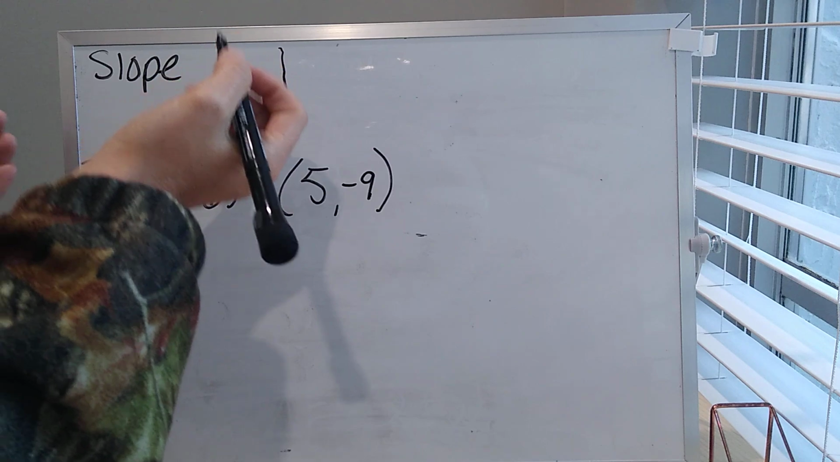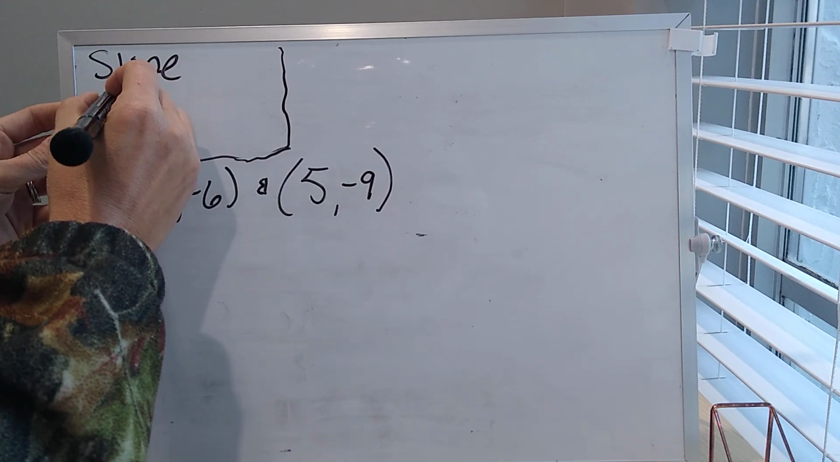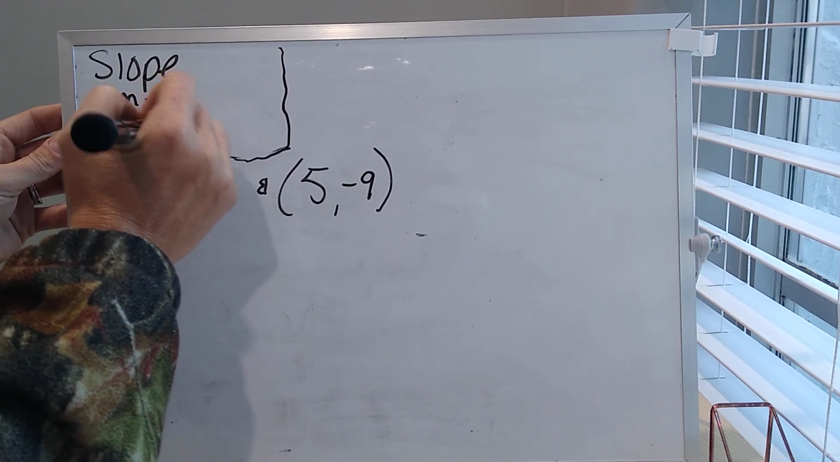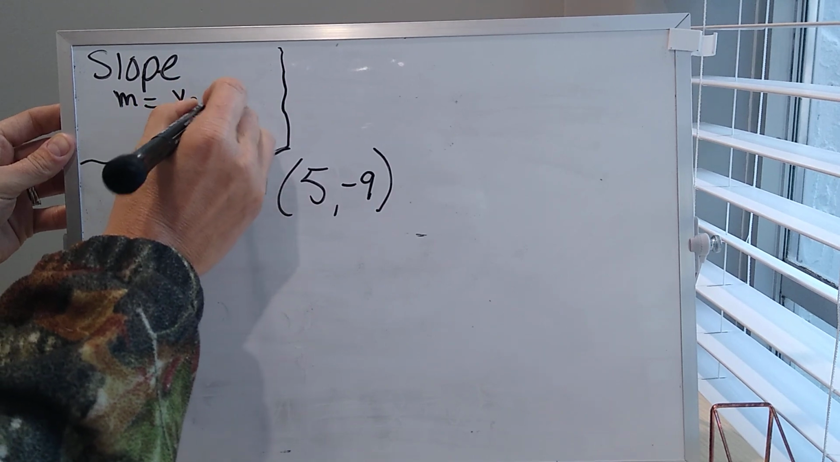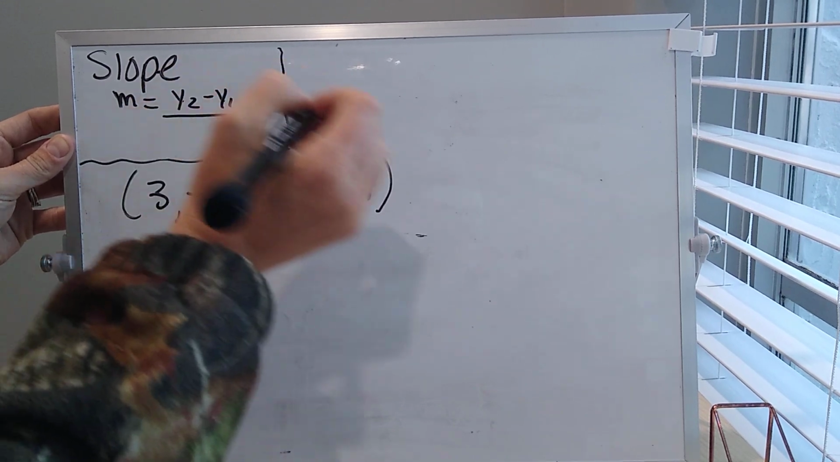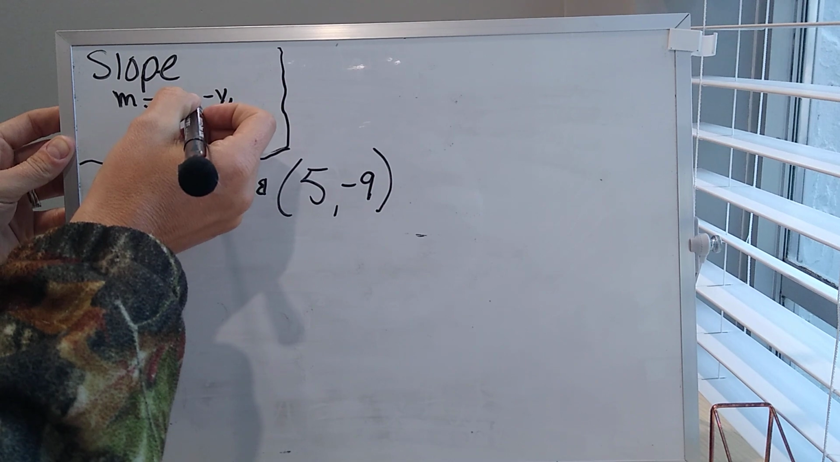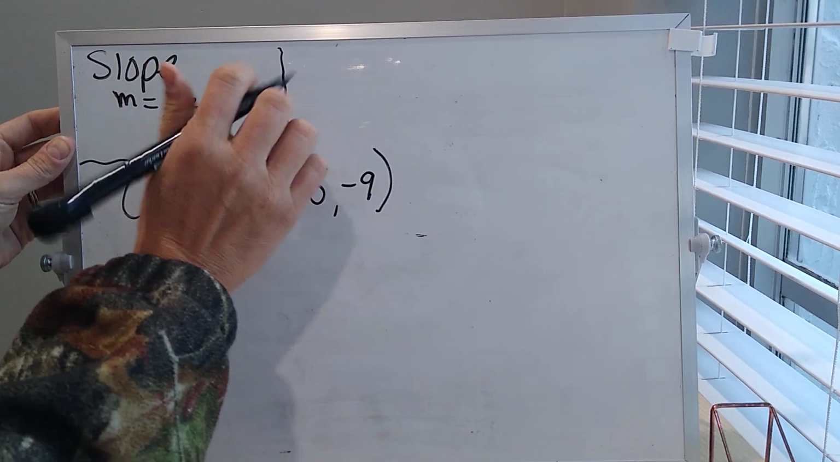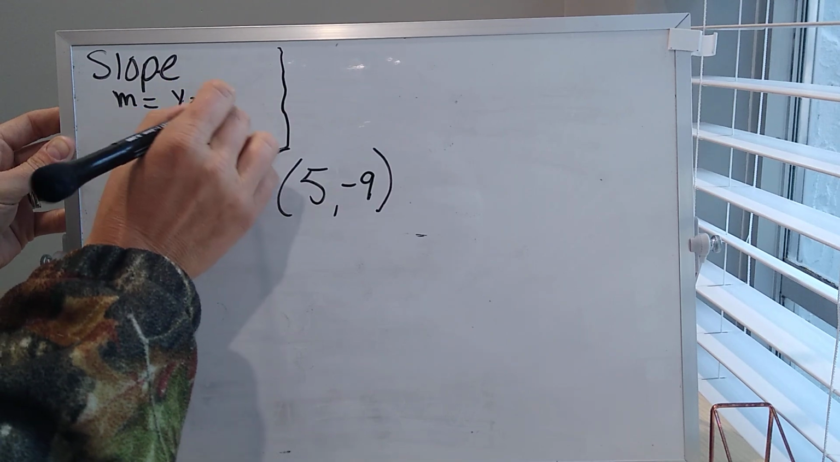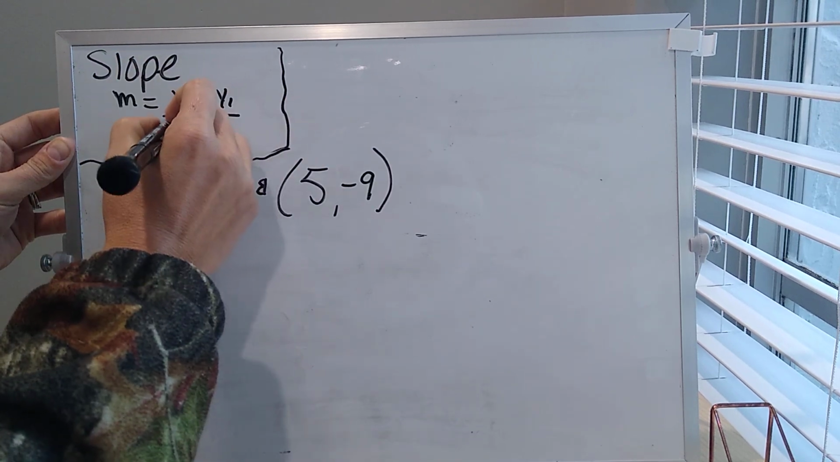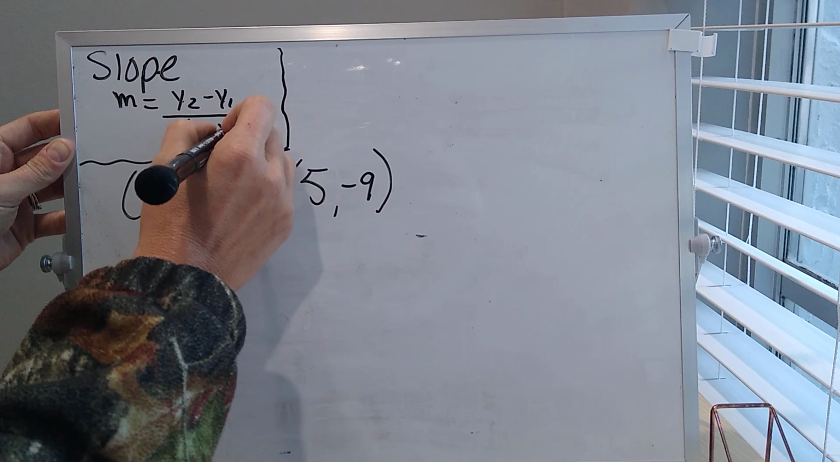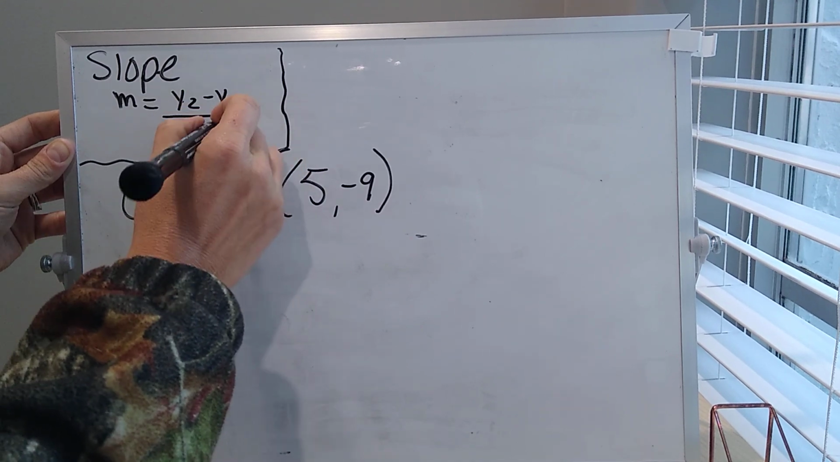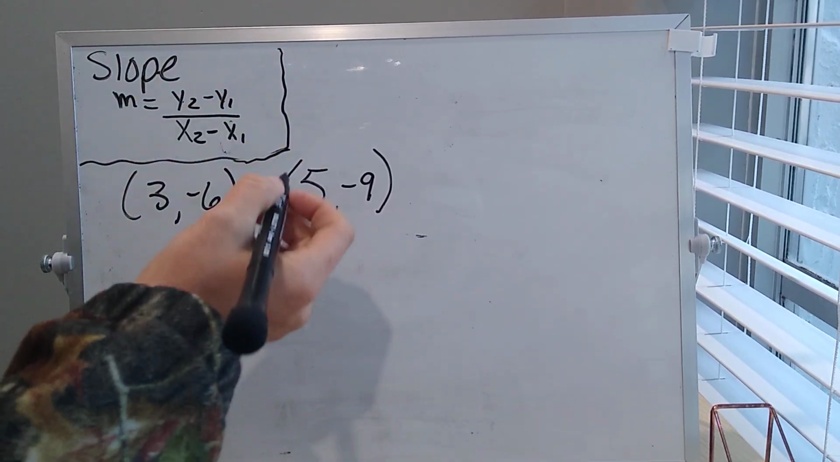So the formula for slope is m, which stands for slope, equals y2 minus y1. Remember, these are subscripts. They are just telling us that we're pulling the y value from the second ordered pair. That's it. We don't actually use this 2 or this 1 in our actual math. Over x2 minus x1.